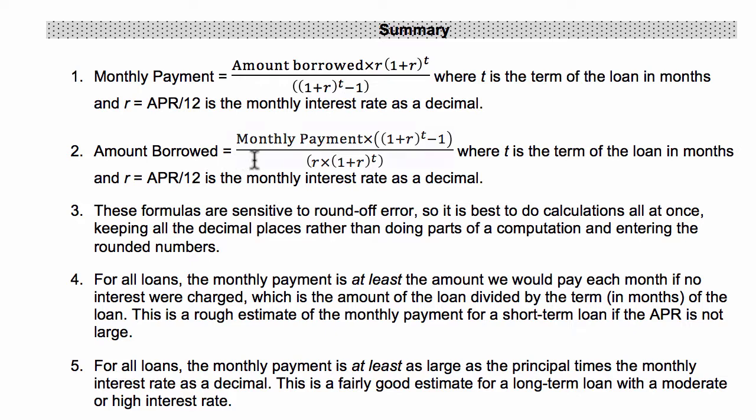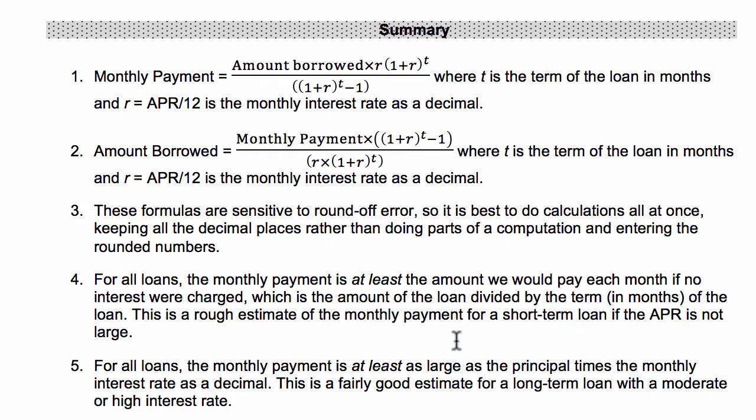Amount borrowed equals monthly payment times the quantity 1 plus R to the T minus 1 divided by R times the quantity 1 plus R to the T. Once again, T is the term of the loan in months, and R equals APR over 12 is the monthly interest rate as a decimal. 3. These formulas are sensitive to round-off error, so it is best to do the calculations all at once, keeping all the decimal places rather than doing parts of a computation and entering the rounded numbers.